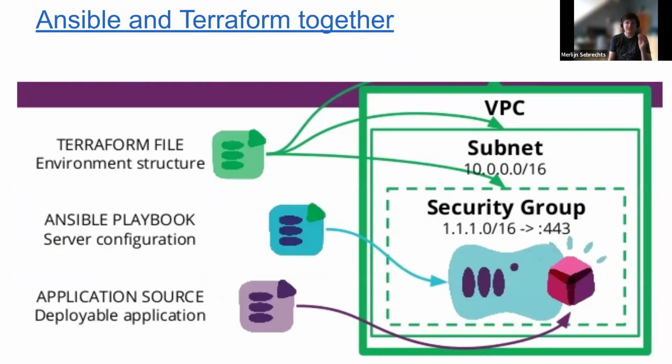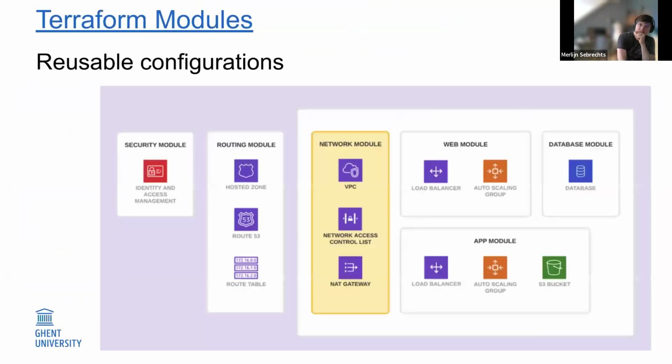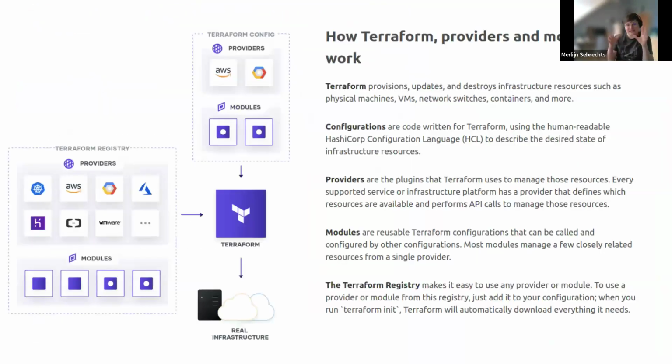Ansible is used in order to manage the operating system, manage the application on top of the operating system, and then Terraform is used in order to manage the virtual infrastructure and basically kickstart Ansible. Okay, so let's take a short look at the different concepts of Terraform.